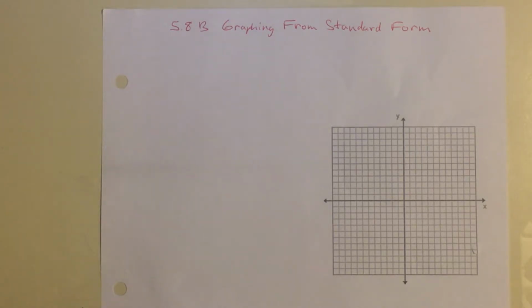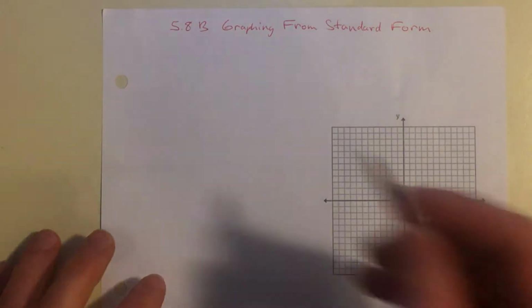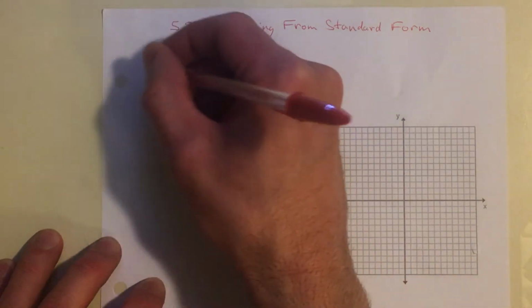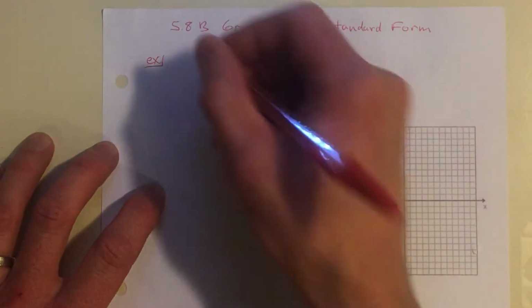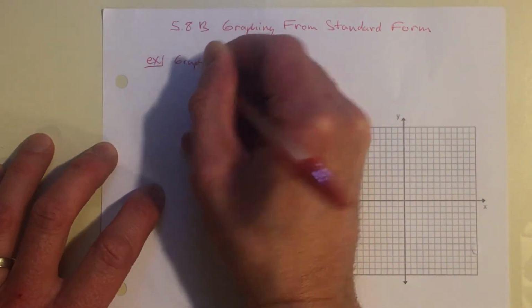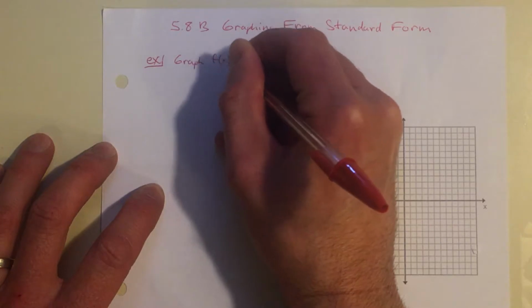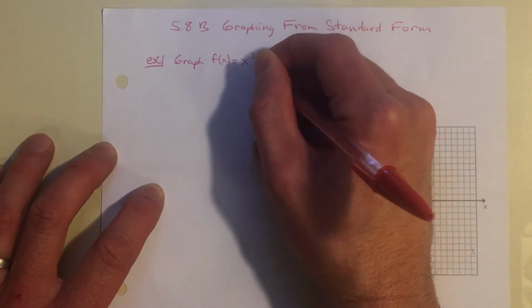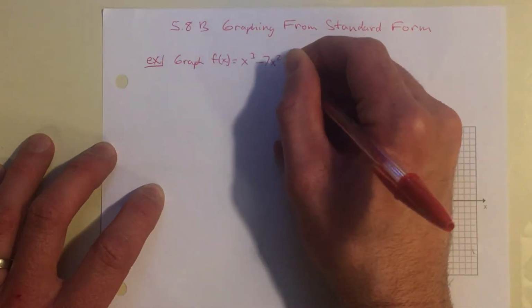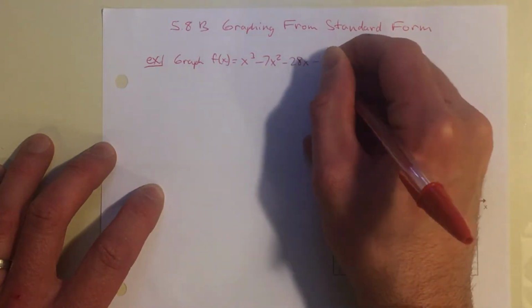So I'd like to start out here, 5.8b, graphing from standard form. I want to start out with an example, and we're going to do about 3 examples, each a little bit different, to get you some variety. So we've already graphed from factored form. So here we start off with instructions to graph f of x equals x to the third minus 7x squared minus 28x minus 20.